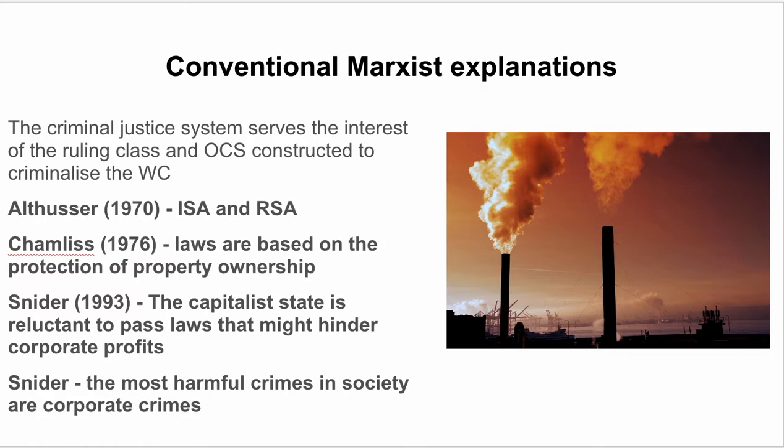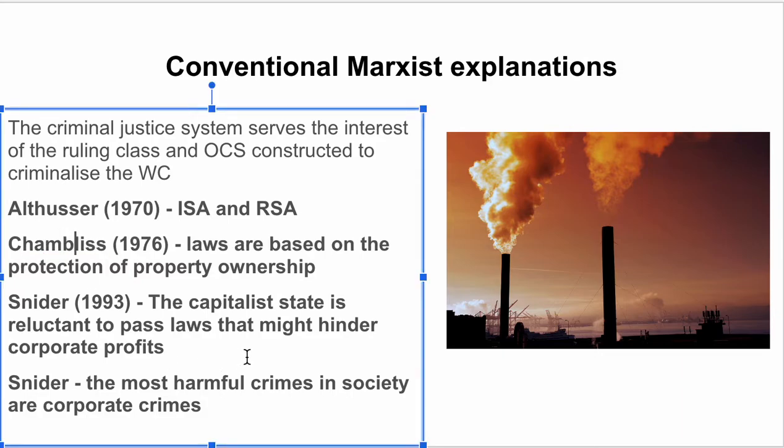So if we start off with Althusser, talking about the ideological state apparatus and the repressive state apparatus. This is a Marxist explanation of how people are kept in order, how their behavior is controlled. The ideological state apparatus is things like the media. Through the media, think about socialization, people are taught to behave a certain way. Althusser says this is teaching us to be good capitalists in a capitalist society.